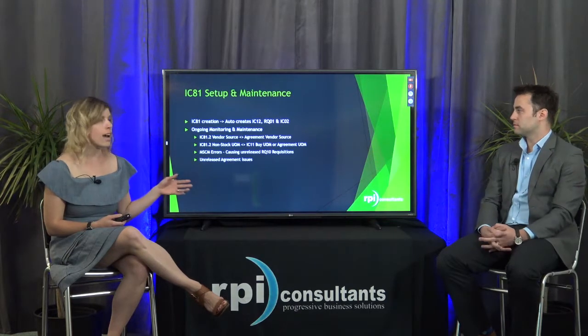So first, you really need to set up those PARs, right? So you're starting off in IC81. And something to note is that it automatically creates an IC12 record, which is a little bit interesting, but that's where that information is written to. It also auto-creates the RQ01 record, the rec location, as well as the IC02, the IC location.